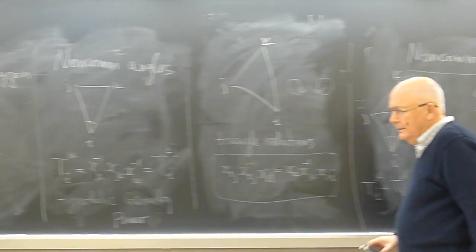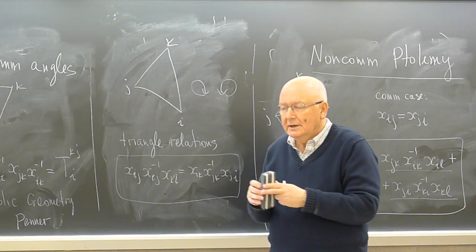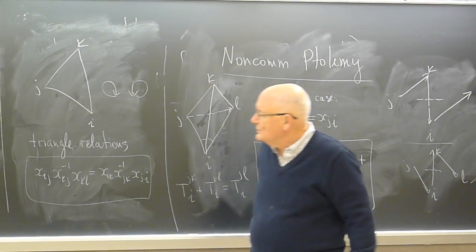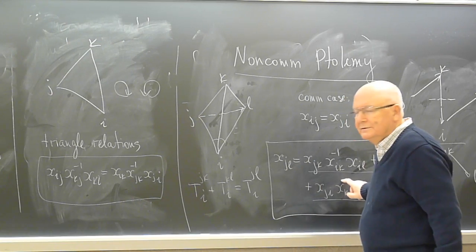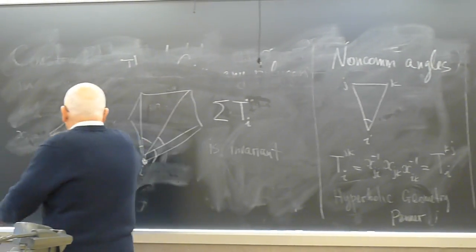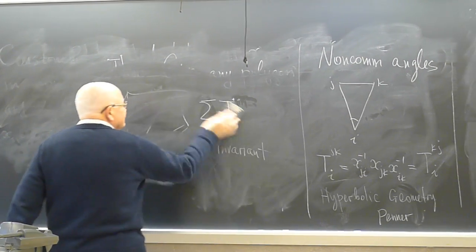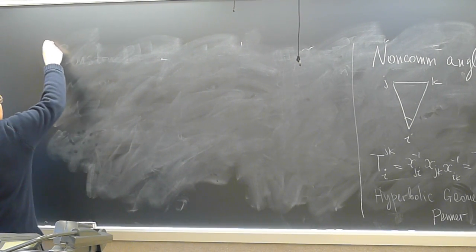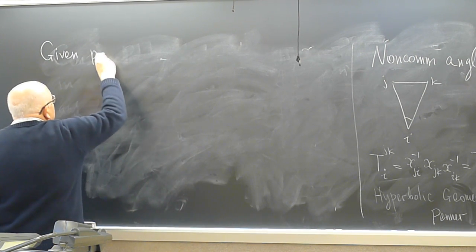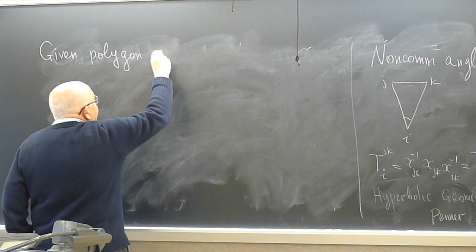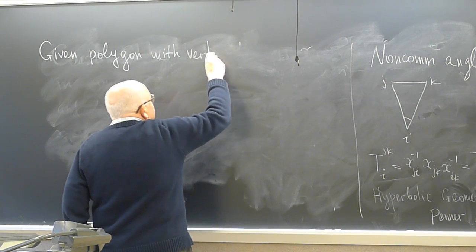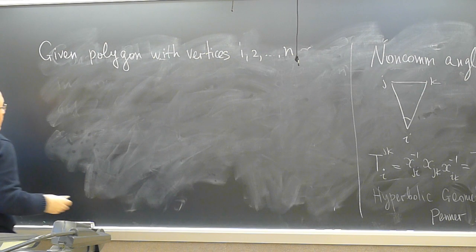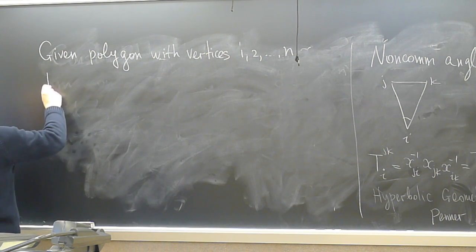Okay. Now maybe let me just formulate this Laurent phenomenon, and then I will explain how we arrived at this. Now, suppose given a polygon, the vertices 1, 2, ..., n, and a triangulation.